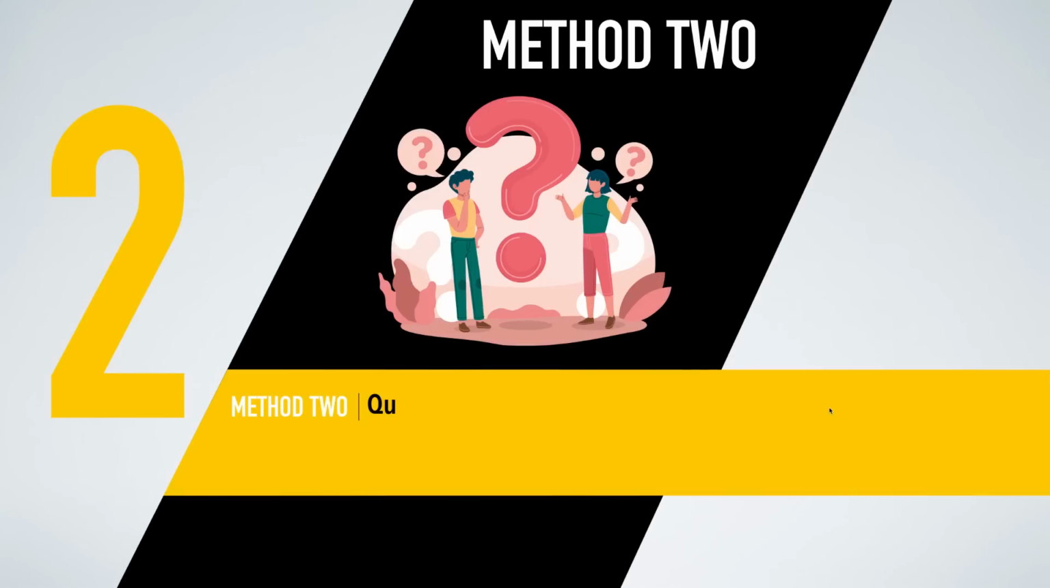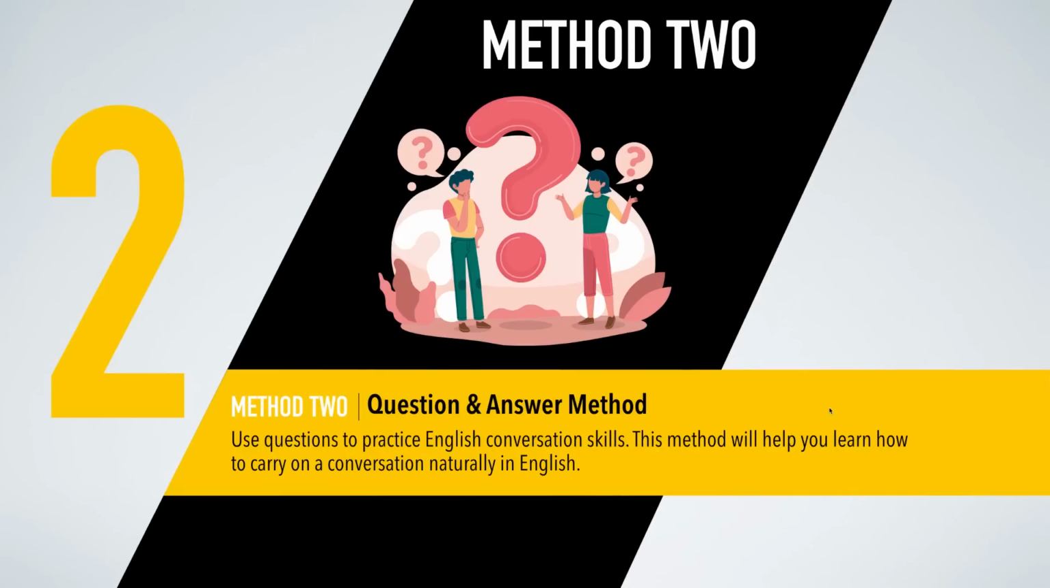All right? Now let's move on to method number 2. Here we go. Method number 2 is also very useful. Method number 2 is the question and answer method. Now, you're going to use questions to practice English conversation skills. This method will help you learn how to carry on a conversation naturally in English.